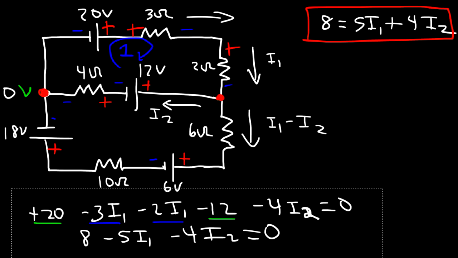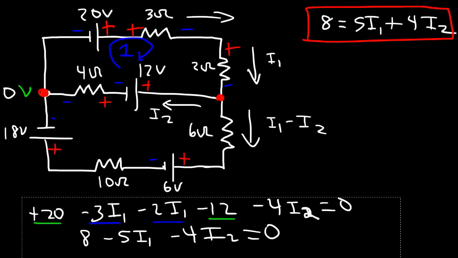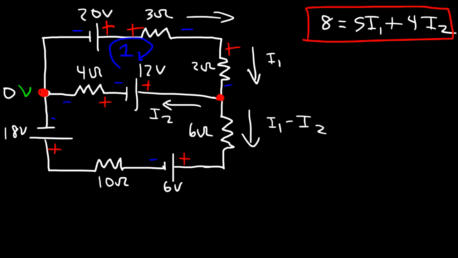Now let's focus on the next loop. So this is going to be loop 2. Let's start with this direction. So we're going towards the negative terminal of the battery. So from positive to negative, that's a voltage drop of 18 volts. And then we're following this resistor from negative to positive. So we're going from low to high potential against I2. So that's a voltage lift of 4 times I2.